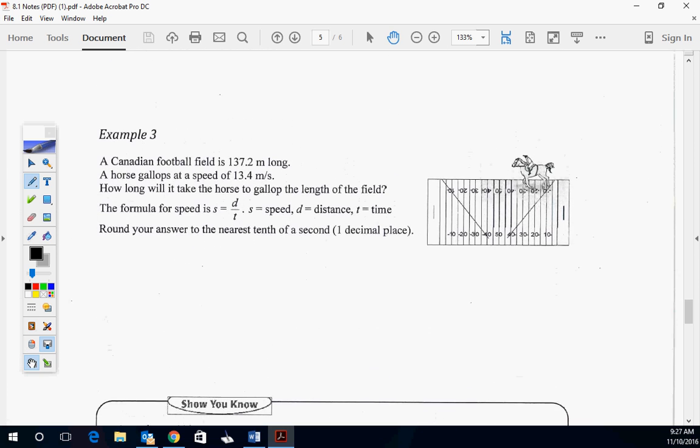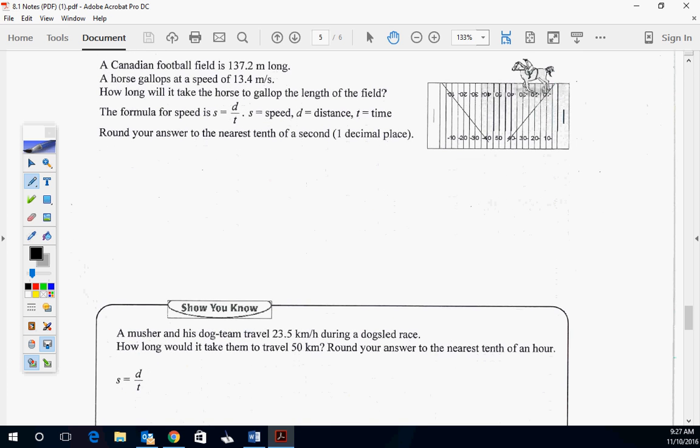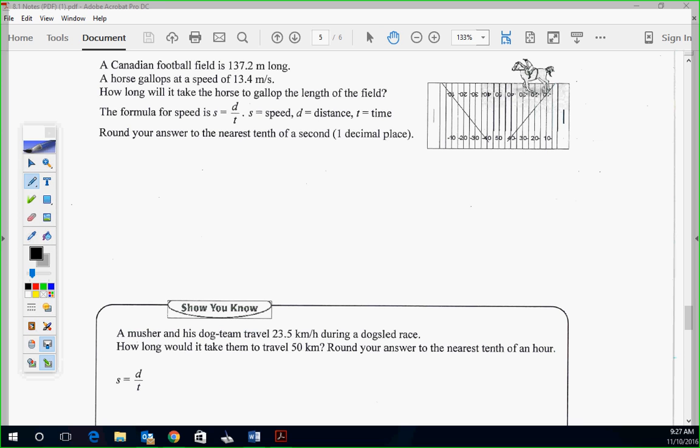All right, let's look at these two applied problems here. A Canadian football field is 137.2 meters long. A horse gallops at a speed of 13.4 meters a second. How long will it take a horse to gallop the length of the field? The formula for speed is distance over time, right, Logan? Speed equals distance over time.